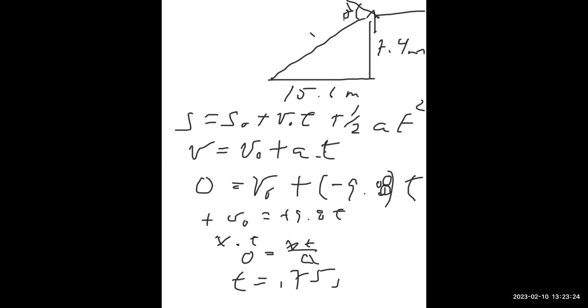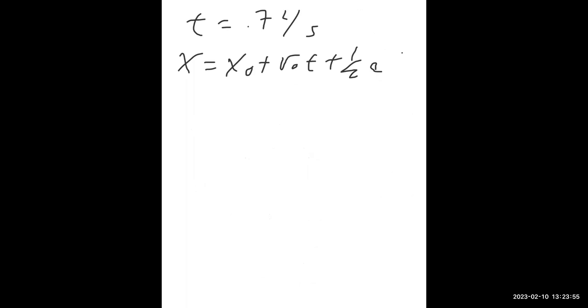Cool. Since we know now that is the total time, let's go to a new page here. We know our time is 0.74 seconds. Now we can go back into our standard range formula, x equals x naught plus v naught t plus 1/2 a t squared. Okay, that's our horizontal range. Now remember, we couldn't do this before because we didn't know anything about initial velocity and we didn't know anything about time. Well, ultimately, the question that we need to ask ourselves and find the answer to is how fast does he have to run in order to make this jump? So we're going to solve for this v naught.